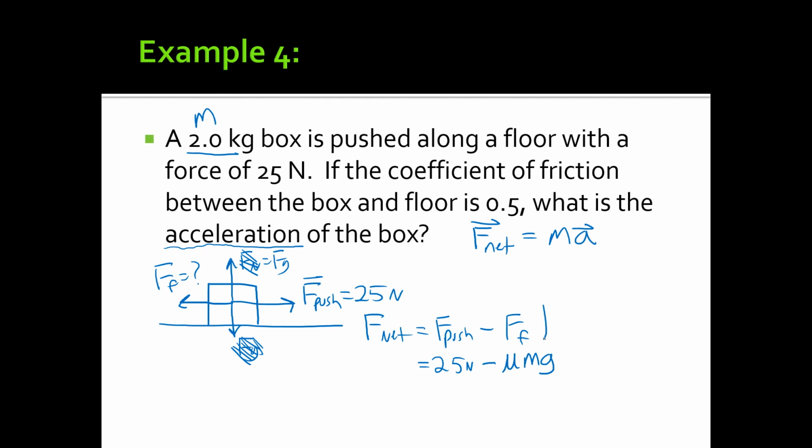I'll make a note here: see previous example, see example 3. This is how I'm skipping from force of friction straight to this formula. So this ends up being 25 newtons minus our coefficient of friction of 0.5, times a 2 kilogram block, times an acceleration of 9.8 meters per second squared. Now we'll finish the calculation.